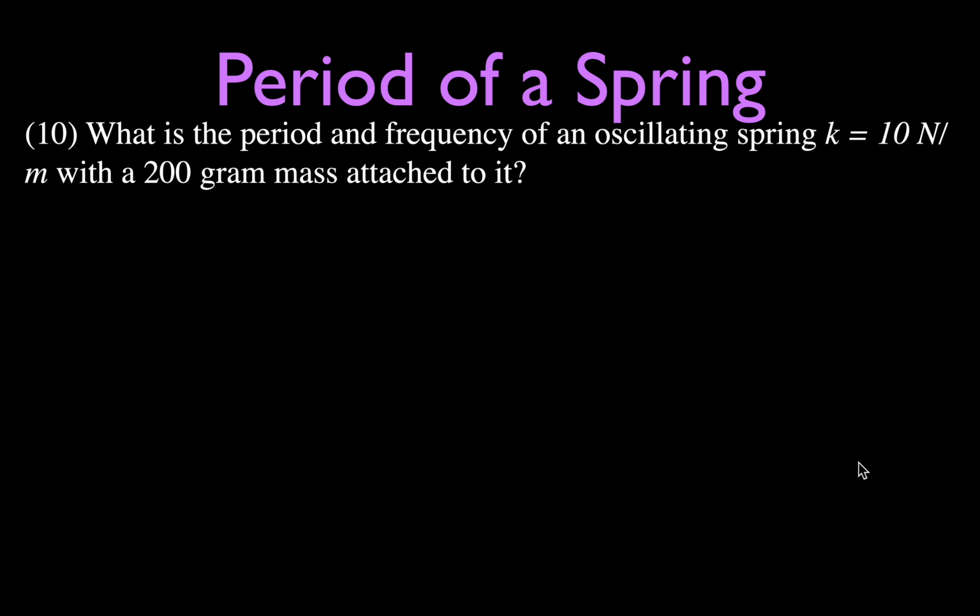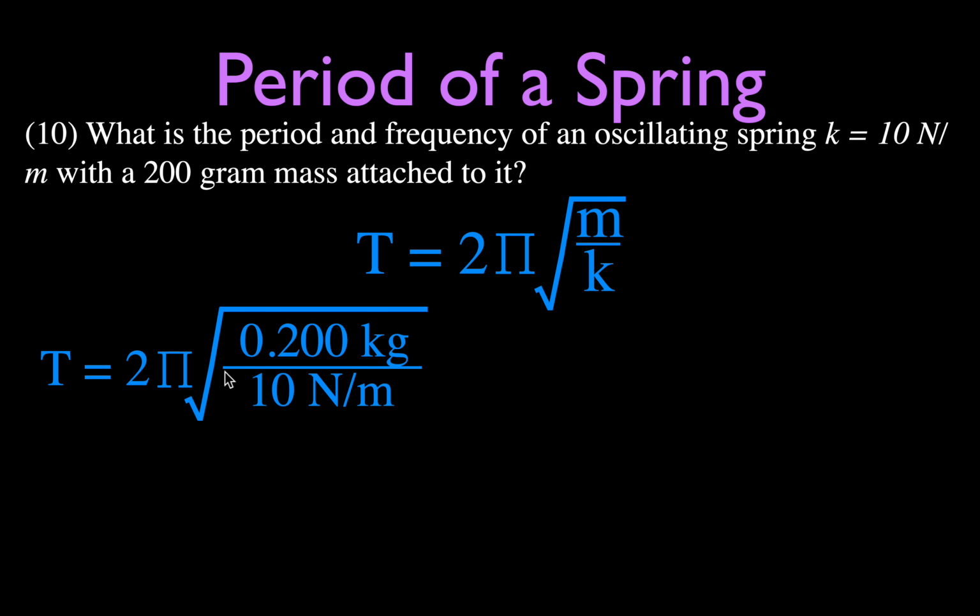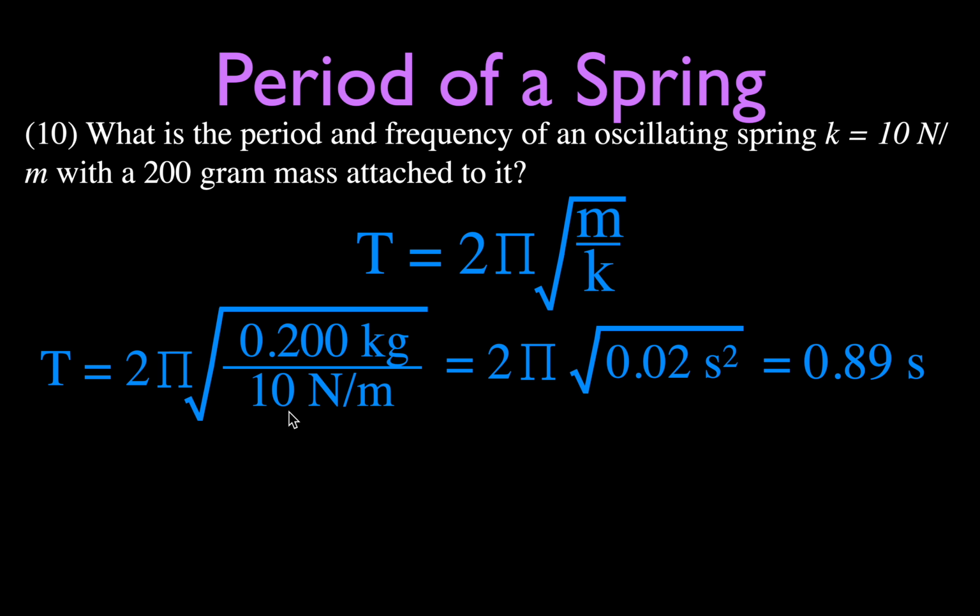Number 10 says, what is the period and frequency of an oscillating spring that has a spring constant of 10 Newton meters, and the mass attached to it is a 200 gram mass? Here's the equation that we use. It looks similar to the pendulum one, but the period is equal to 2 pi times the square root of the mass divided by the spring constant. We have to convert the mass into kilograms, so it's 0.200 kilograms divided by 10, and you get that the period would be 0.89 seconds.